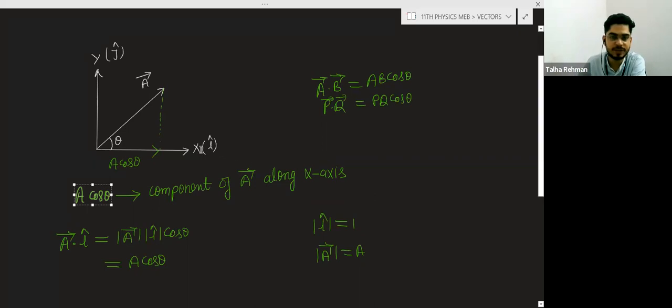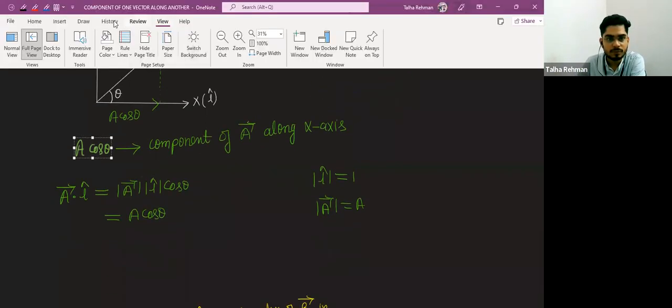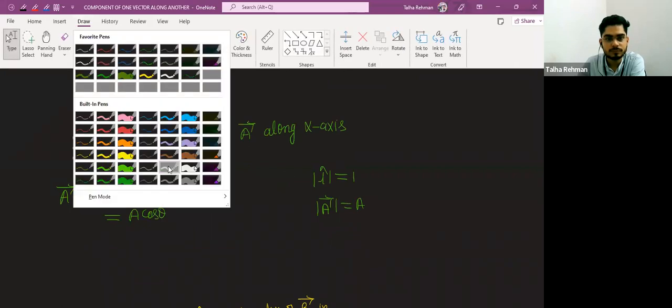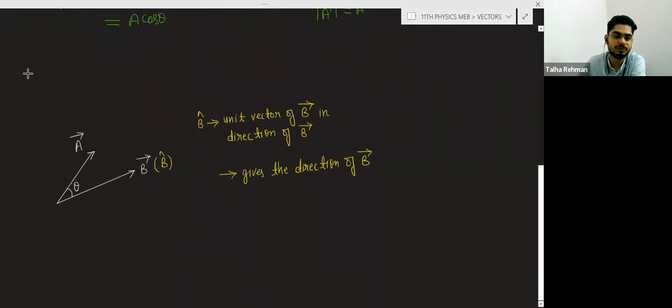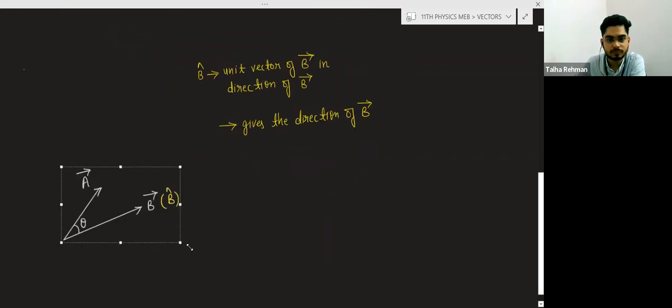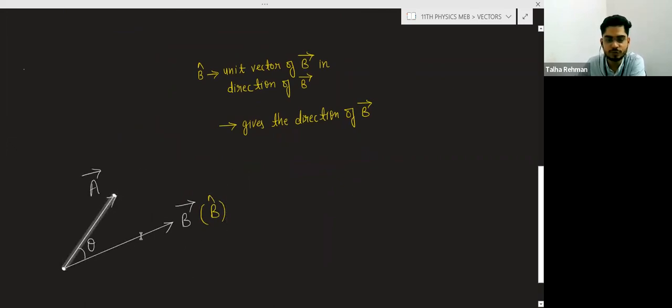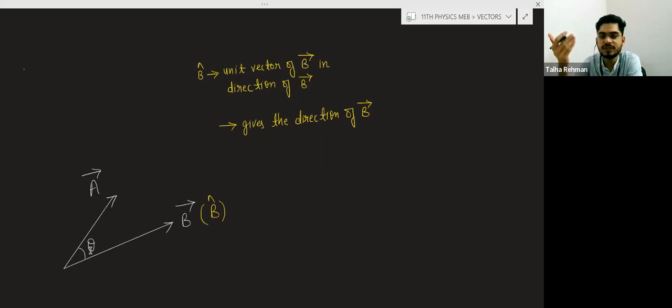Okay, now I am taking a different example. This is your A vector, this is your B vector, and the angle between A vector and B vector is theta. Now I don't know along which axis or which direction the A vector is. This A vector is neither along the x-axis nor along the y-axis. Same is the case for the B vector.